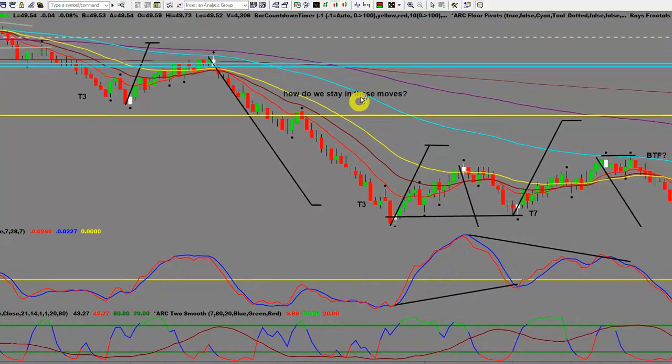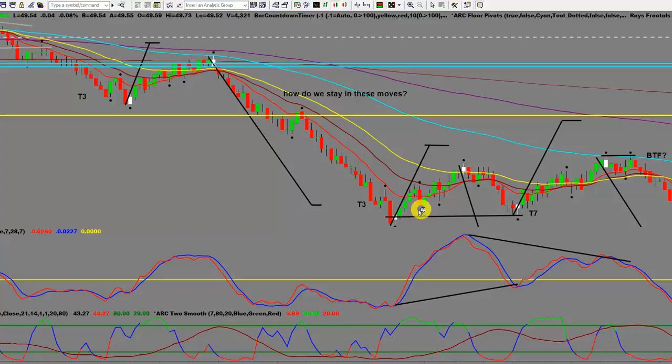Okay, so how do we stay in these moves? Well, here you can use the 11. Now here, if you use the 11, you would have been out in this one. You would have been in it's probably good 8 to 10 ticks, but you closed on, you're out. But then you've got a 21B traders. It's giving you a projection. You jump in on your 21, you've closed under your trigger line, in you go again.